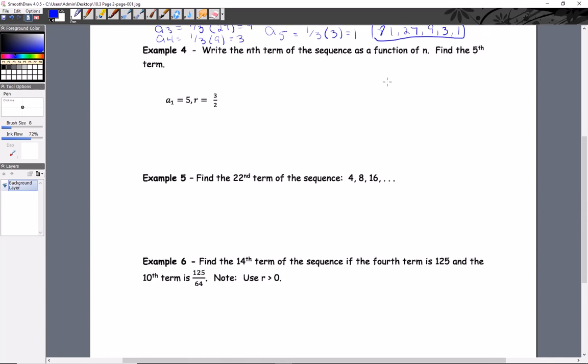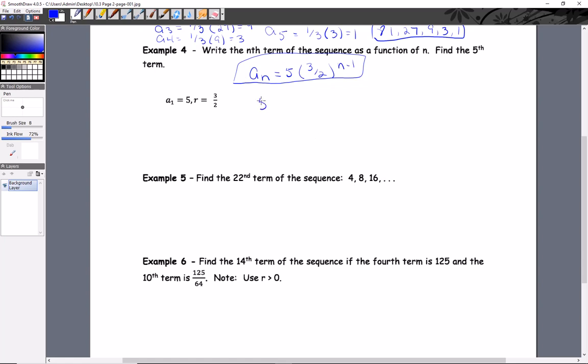It says write the nth term of the sequence as a function of n, and then find the fifth term. All right, the first term is 5, r is 3/2, so that makes it sort of easy to do. a sub n equals your first term, 5, times r, 3/2, to the n minus 1 power. All right, so that's part of what they're looking for. So then they want us to do the fifth term.